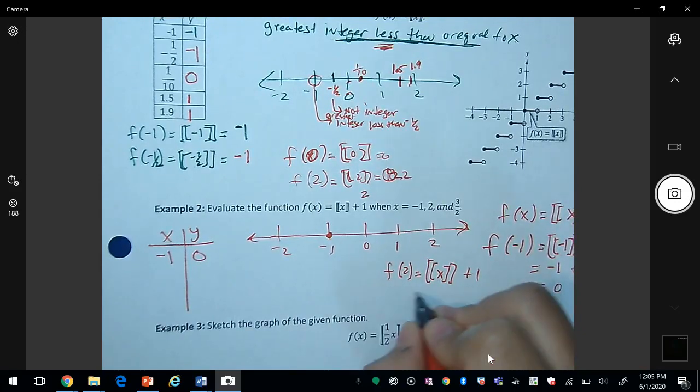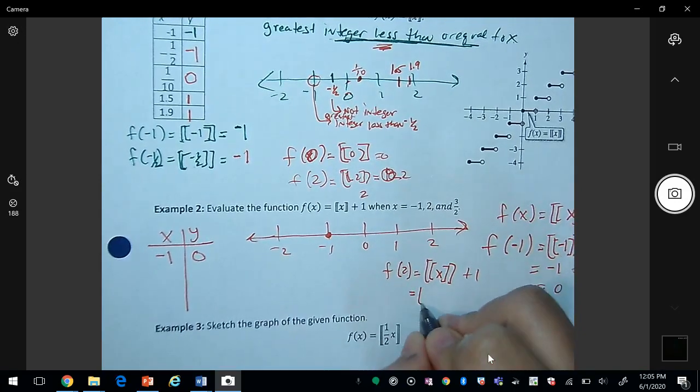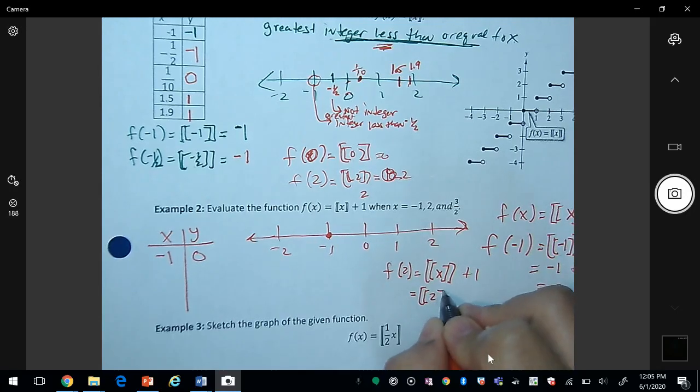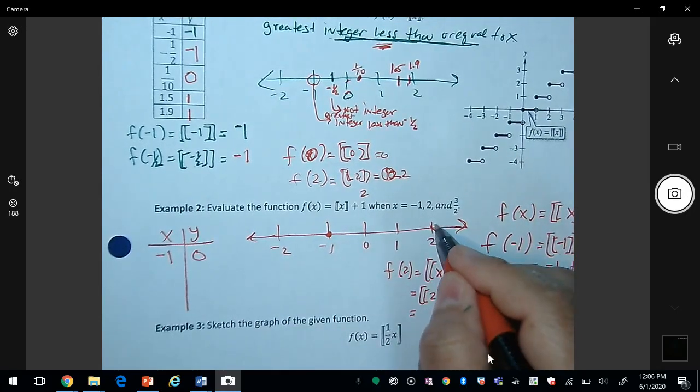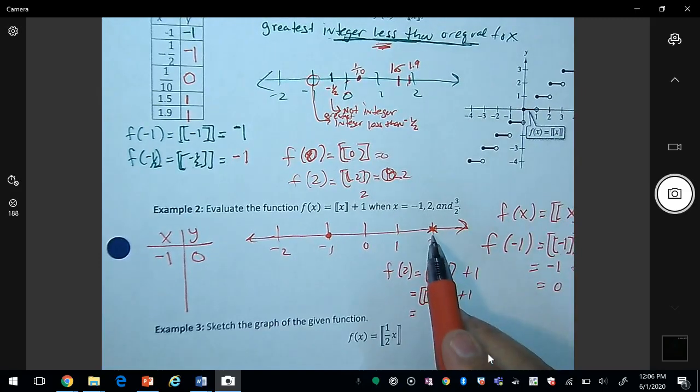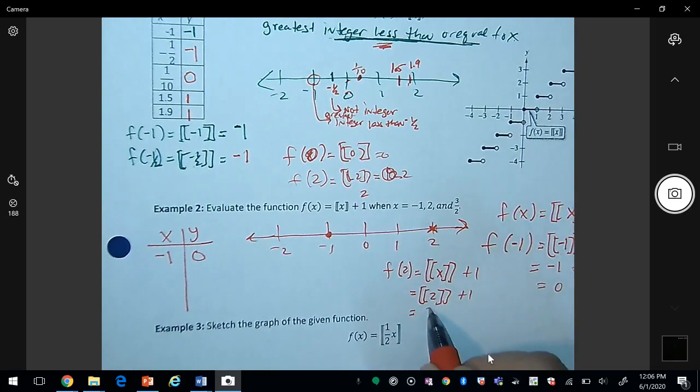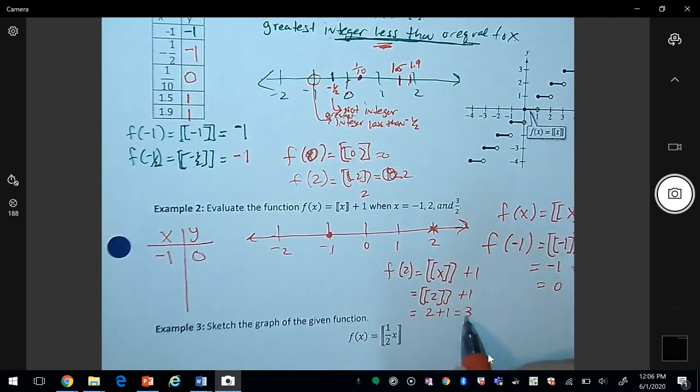For f of 2, I'm going to plug that in here. So f of 2 is over here, and that's already the greatest integer. So that's going to come out as 2 plus 1, which will give me 3.